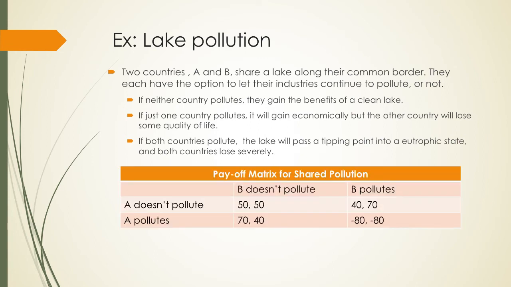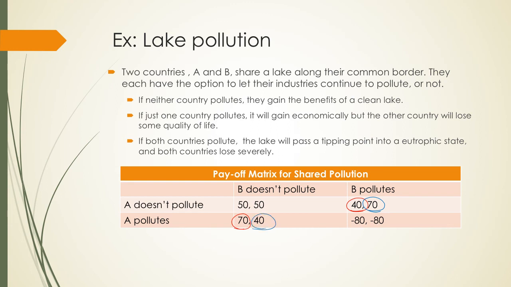Here's a possible payoff matrix for this scenario. Suppose B doesn't pollute, then the best strategy for A is to pollute. But if B does pollute, the best strategy for A is to not pollute. Now consider the situation from B's perspective. If A doesn't pollute, the best strategy for B is to pollute. If A does pollute, then the best strategy is for B to not pollute.